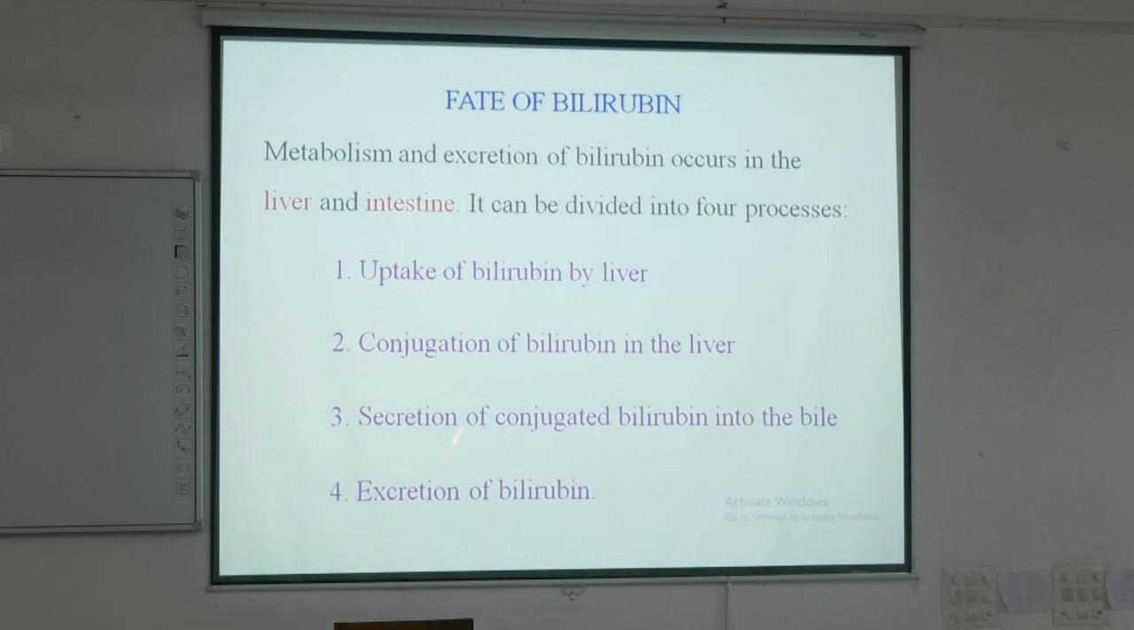Okay, the steps are conjugation of bilirubin in the liver, secretion of conjugated bilirubin into the bile, and excretion of bilirubin. On the basis of that, you can easily understand the clinical aspect of this bilirubin. What is the meaning of pre-hepatic jaundice? What is the meaning of hepatic jaundice? What is the meaning of post-hepatic jaundice? You will easily classify.